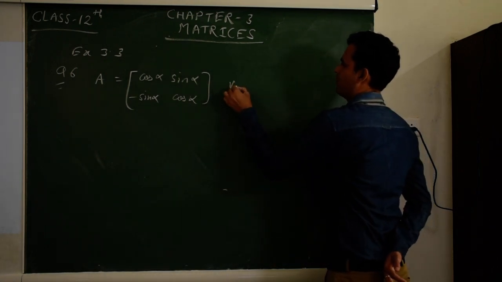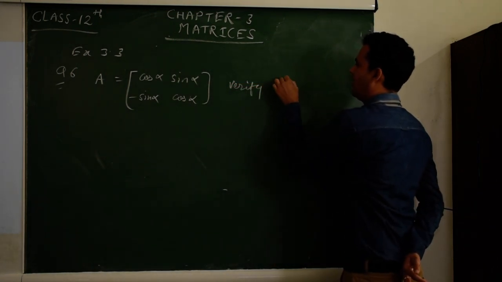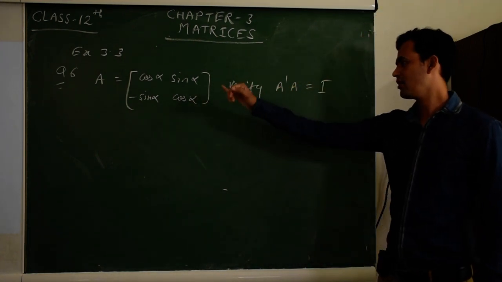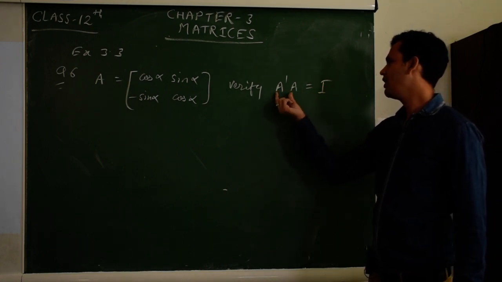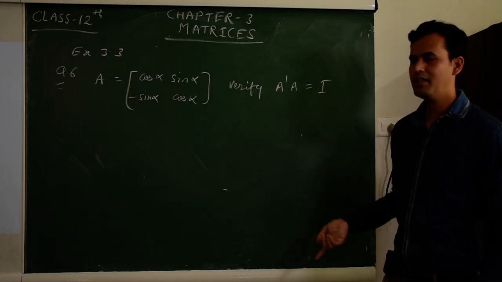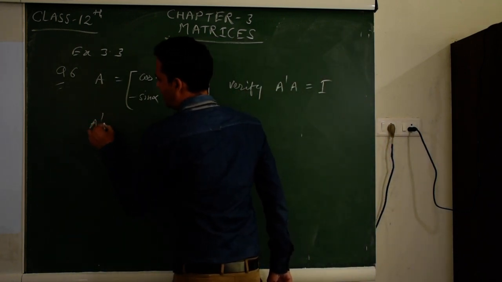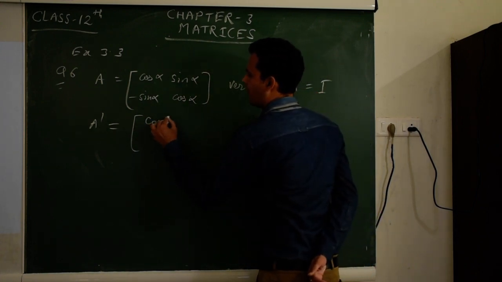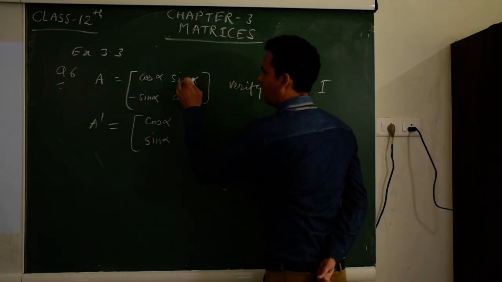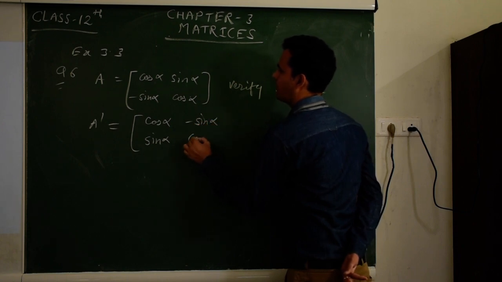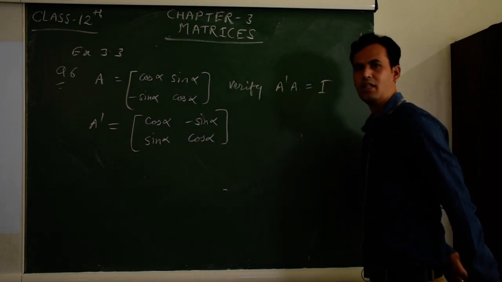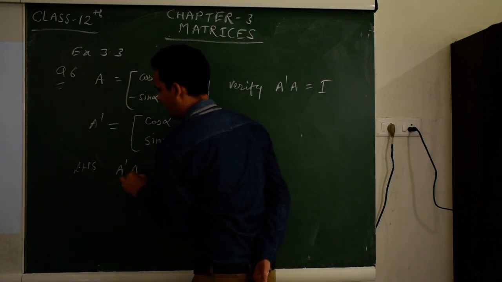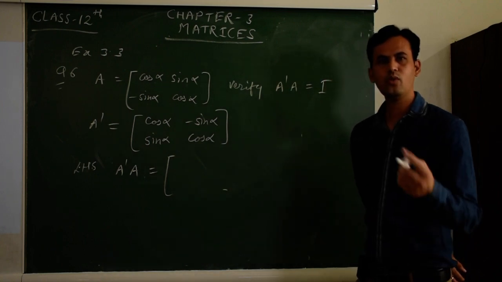Then verify that A dash A equals I. A dash means A transpose. A is given and we have to find A dash A equals I. I is called the identity matrix. So first we find A dash, the transpose of A. Rows change into columns: cos alpha, sin alpha, minus sin alpha and cos alpha. This is A dash. Now taking LHS, A dash A means A dash into A.